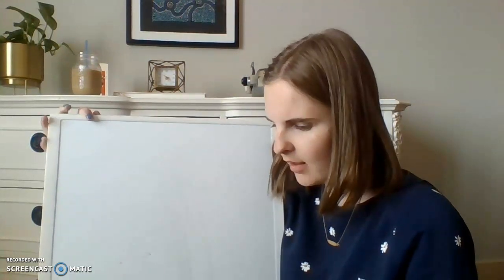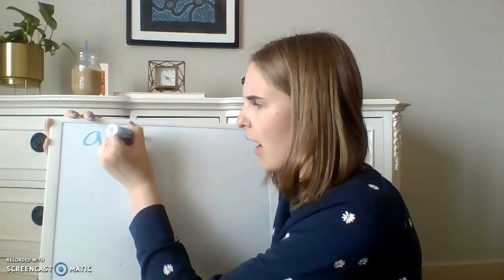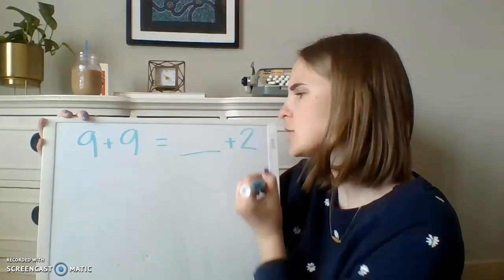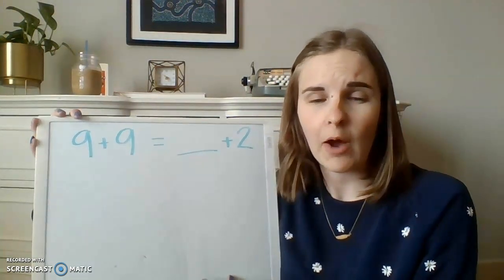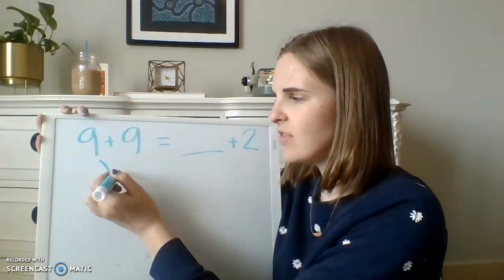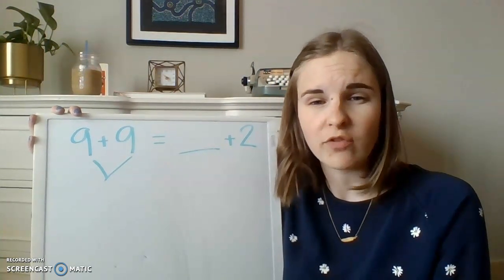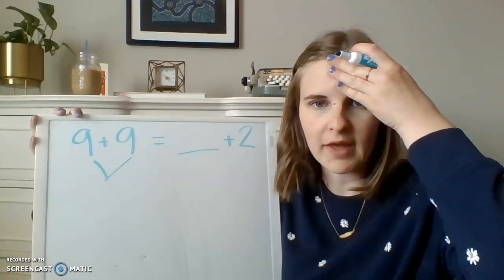Our second one is 9 plus 9 equals something plus the number 2. So let's start out by finding out what 9 plus 9 is. 9 plus 9 is a doubles fact. We should know that one in our head. If we don't, though, we could always draw dots to help us solve, or we could count up.